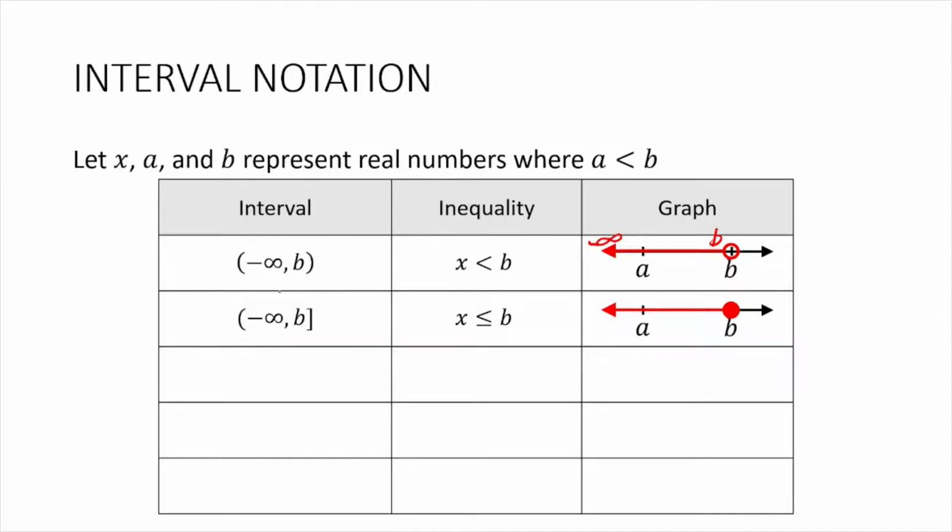In the case of infinity, negative or positive infinity, we always use parentheses, because infinity is not a real number, right? It's just a representation of an extremely large number. So we cannot include its exact value because we do not know its exact value. We just know that it's approaching that direction, to negative infinity or to positive infinity. So we just use parentheses.